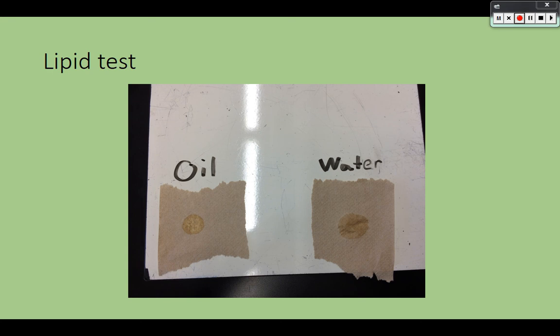Lipids are fats, or another word for fats is lipids, but there are actually two kinds. There are fats and there are oils. The only difference is fats come from animals, so like the fat in cheese would be a fat, whereas oils come from plants, so like olive oil is an oil. But they're both in the same category called lipids. So I take just a little bit of brown paper towel, and on one I've put a drop of oil, and on the second I've put a drop of water.